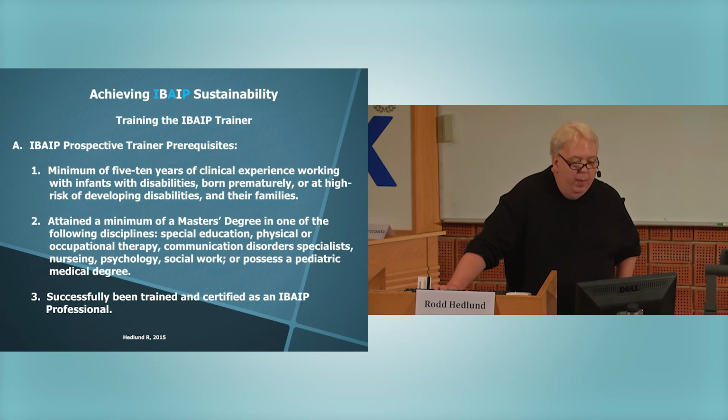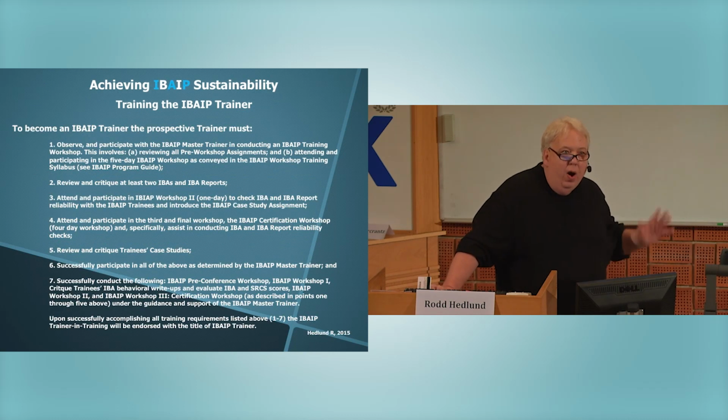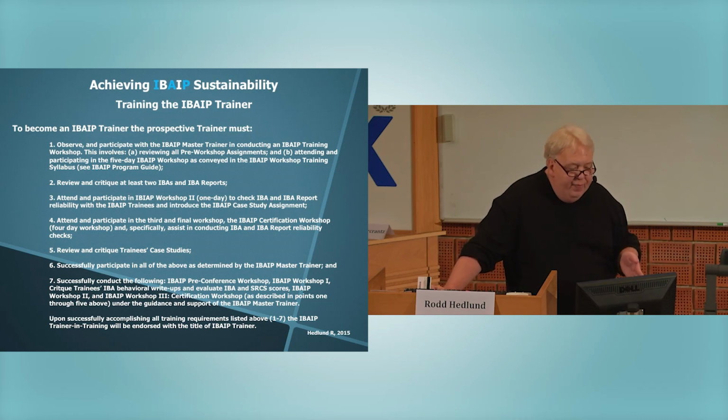IBA prospective trainer prerequisites: a minimum of 5 to 10 years of clinical experience. They've attained a minimum of a master's degree in one of the following disciplines and have been successfully trained and certified as an IBA professional. This is for achieving IBAIP sustainability, training the IBA trainer. Now, to become an IBA trainer, you are an IBA professional first off, and then numbers 1 through 6, the master trainer and the prospective trainer work together to present another full workshop. And then the 7 addresses the fact that the prospective trainer now takes on and conducts an entire workshop by themselves.